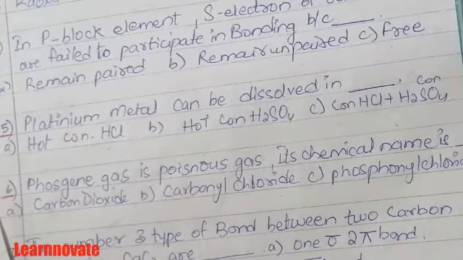Now they are asking how many bonds are between the carbon atoms in calcium carbide. Here you can see the bonds: 1, 2 and 3. This is a triple bond, where the first bond is a sigma bond and the 2 other bonds are pi bonds. So the answer for this question is 1 sigma 2 pi, that is option A.